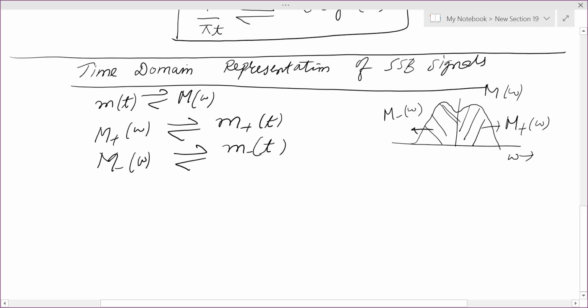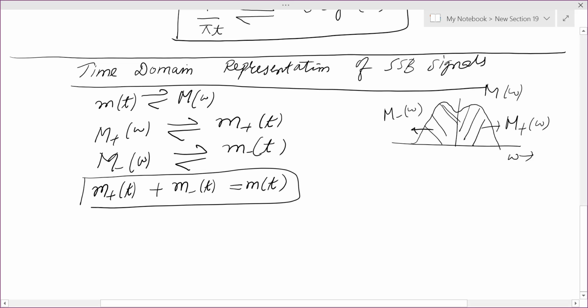We want to find it. So one thing is clear, that m plus of t plus m minus of t must be equal to m of t, because they correspond to one part of the spectrum each, so jointly they should represent the whole signal, the message signal. That is one thing.